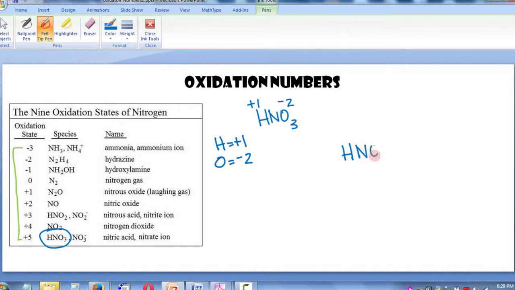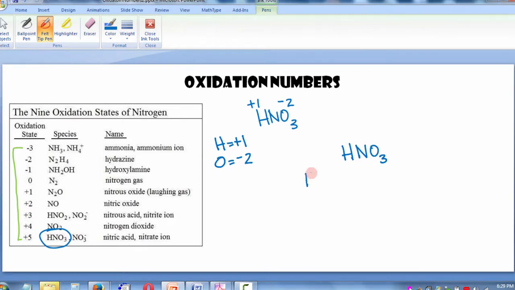HNO3. Okay. So the first thing we want to do is set up an equation. This is a little bit different than what the book does, but I like to do it this way so you can follow exactly what I'm doing.